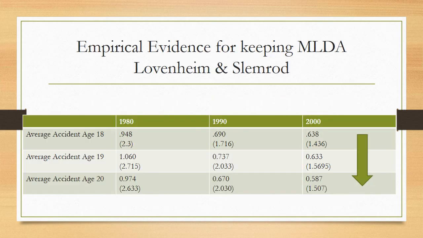Lovenheim and Slemrod use a difference-in-difference model to show how likely it was for 18 to 20-year-olds to be in an accident. They used the Fatal Accident Reporting System and the Traffic Safety Administration, and found that in 1980, there wasn't a significant correlation between the decrease in traffic accidents and age. However, in the year 2000, it is obvious that there is a significant reduction in the amount of fatal-related accidents as a teenager gets older.